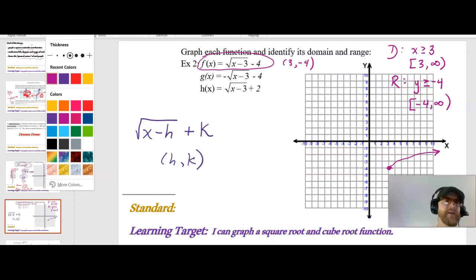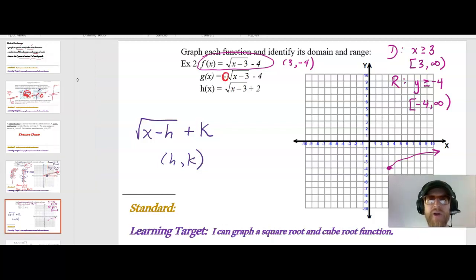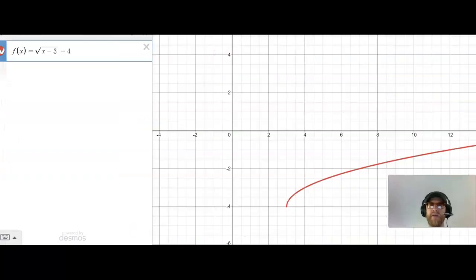Let's look at G. G, we're looking for a pattern. The only difference is that minus sign. So now the question is, graphically, what does changing the sign of the function rule itself do to a graph? And you've seen this with quadratics, you've seen this with lines, slopes. It actually reflects over the x-axis. So let's go to Desmos to double check.